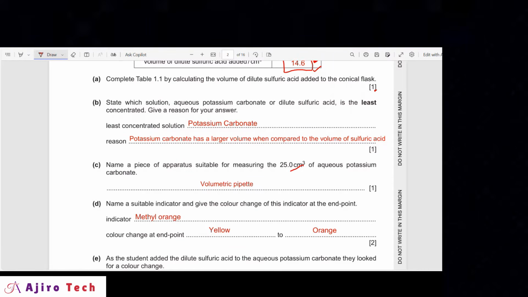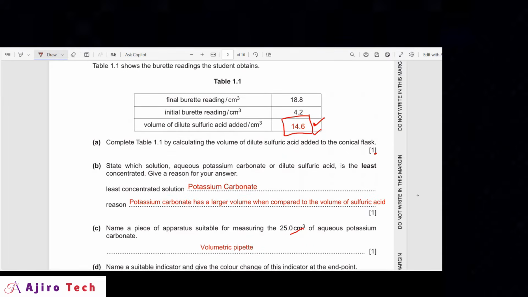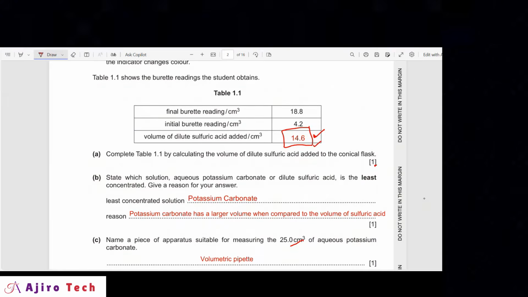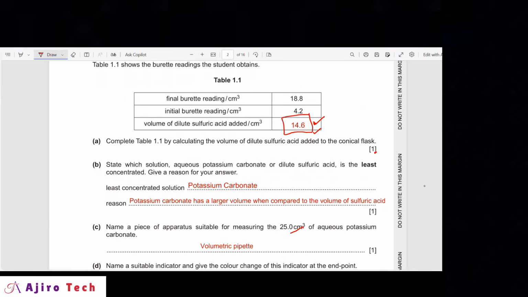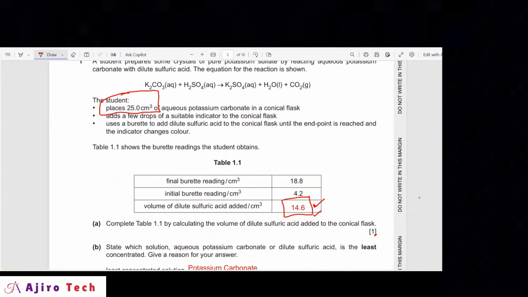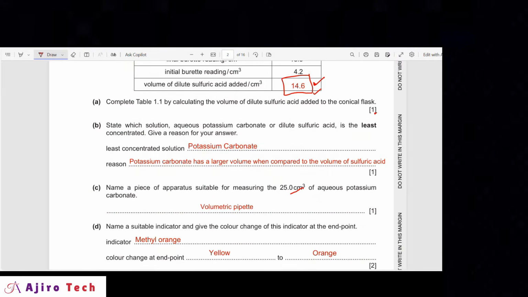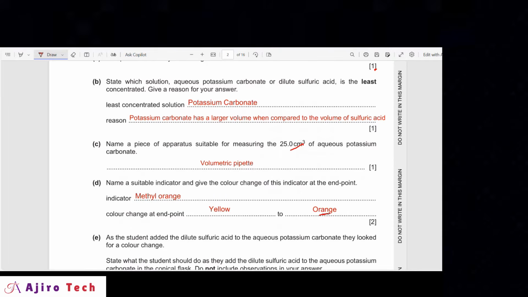Of course, the common indicator is methyl orange. And by the time you add it into the conical flask containing the potassium carbonate, it's going to have a yellow color because potassium carbonate gives the basic solution in this reaction. Remember that this is basic and this is the acid. So it's going to have a yellow color in the conical flask. And by the time you titrate with the acid, it moves to the neutral color, which is orange.